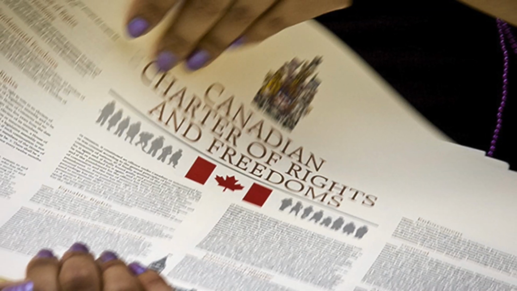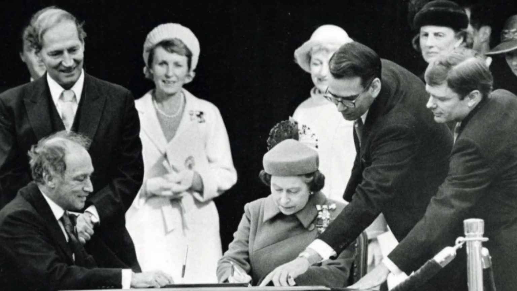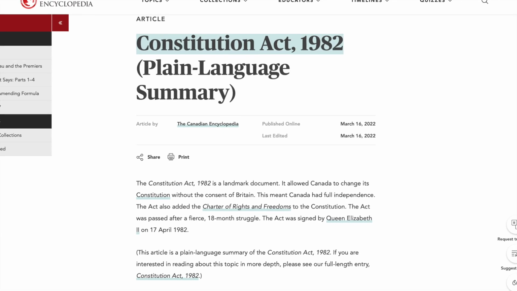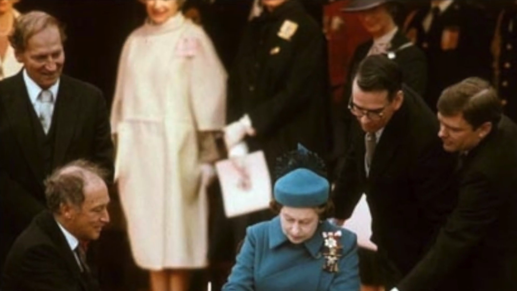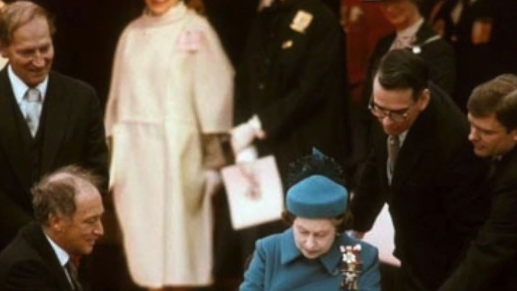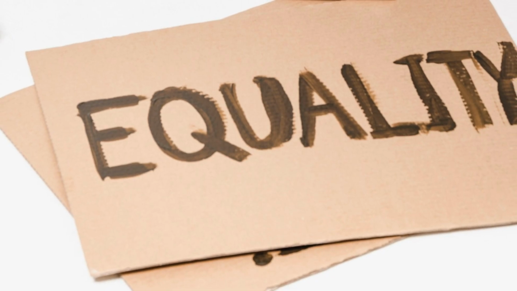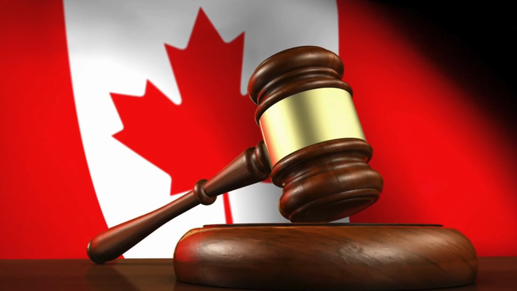Now, let's talk about the Charter of Rights and Freedoms, added in 1982 when Canada patriated its constitution from Britain, meaning we took full control of our laws. The Charter, part of the Constitution Act, 1982, guarantees fundamental rights like freedom of expression, the right to vote, and equality before the law. It's why we can speak our minds or challenge unfair laws in court.